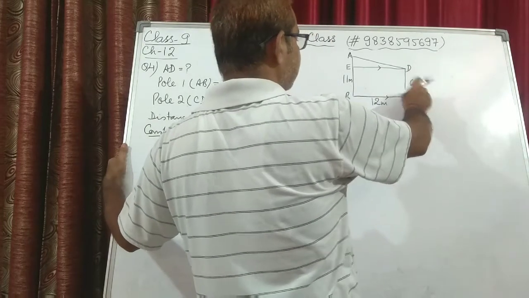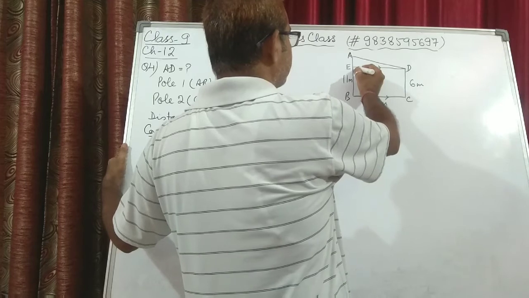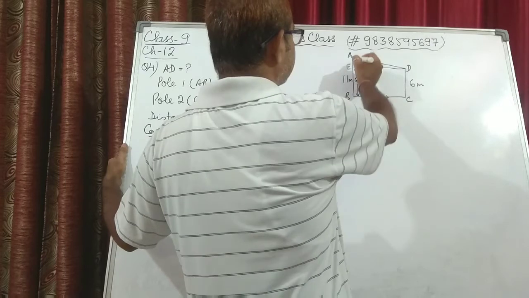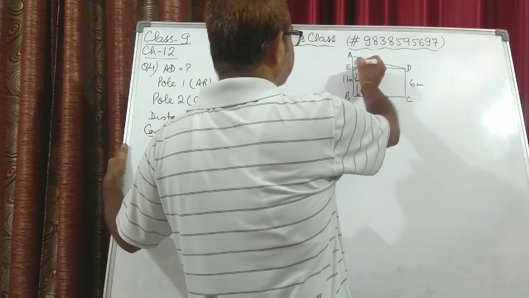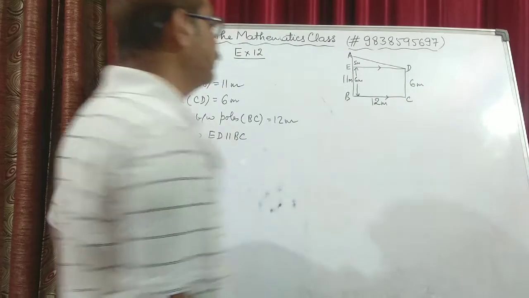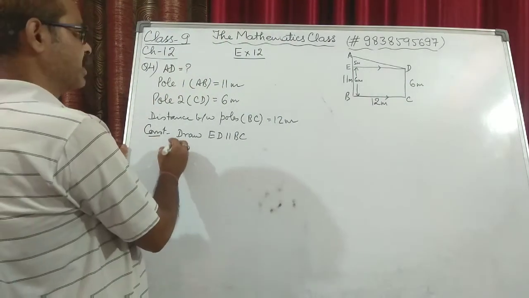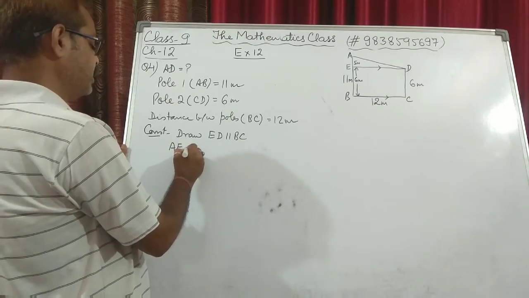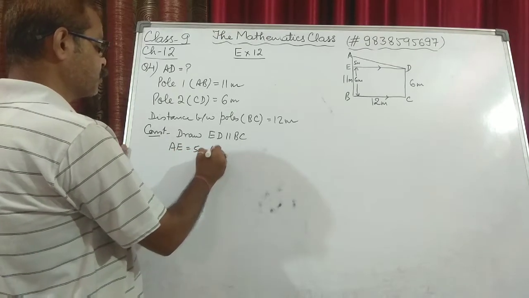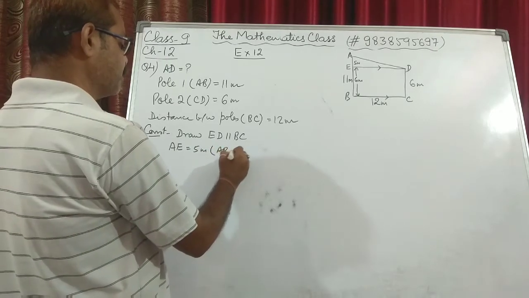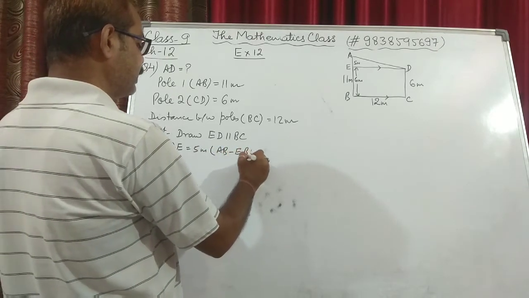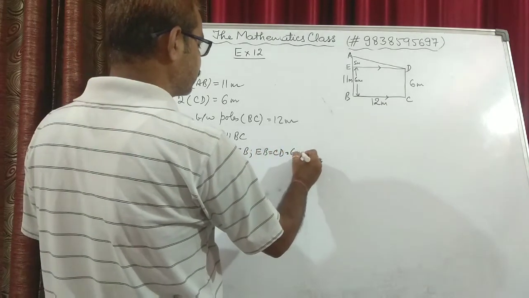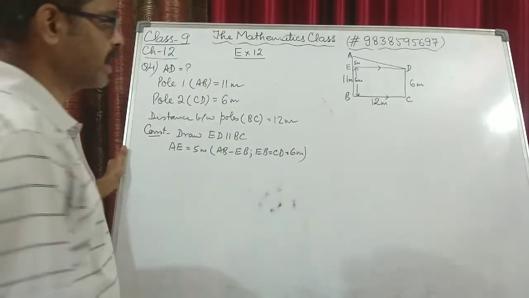If CD is 6, then BE will also be 6 meters, and the remaining AE will be 5 meters, because 6 and 5 make 11, and the total AB is given as 11. So AE is AB minus EB, and EB is equal to CD, which is 6 meters. Now we have got a right angle triangle.